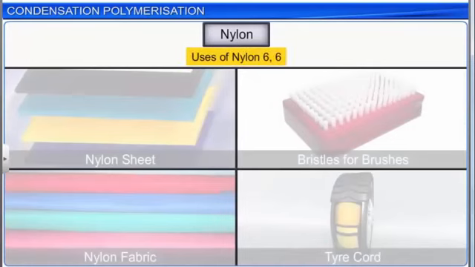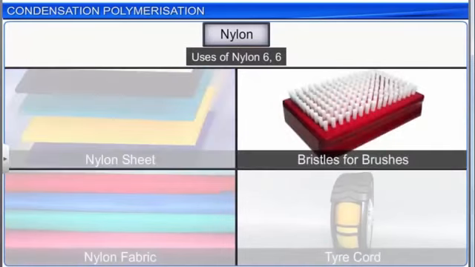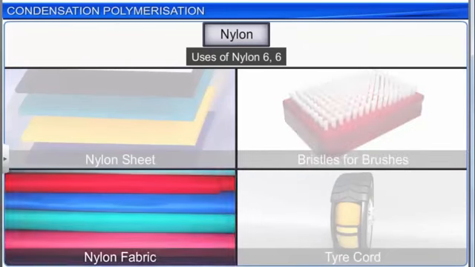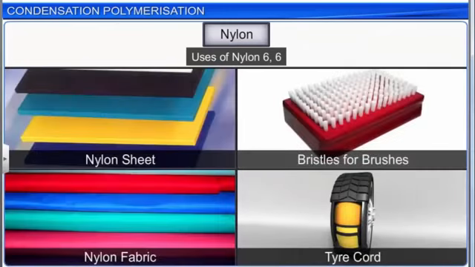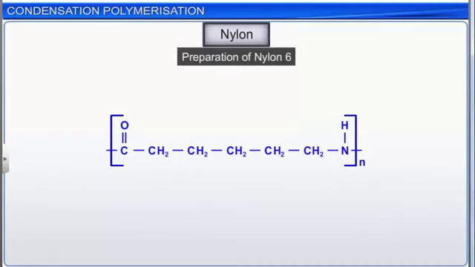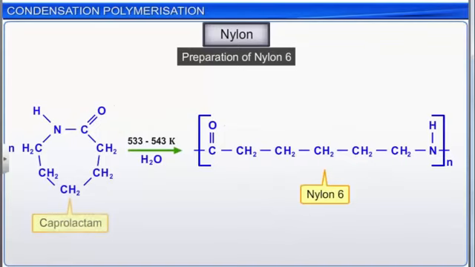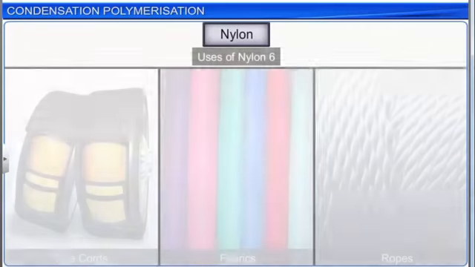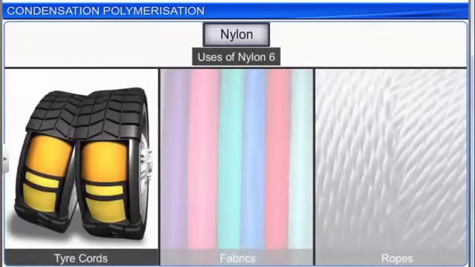Nylon 6,6 is used to make sheets, bristles for brushes, textiles, and tire cord. Nylon 6, another synthetic fiber, resembles the properties of nylon 6,6 closely. To obtain nylon 6, caprolactam is subjected to prolonged heating with water at a high temperature of 533 to 543 Kelvin. Nylon 6 is known by its trade name, Perlon L. It is used to make tire cords, fabrics, and ropes.